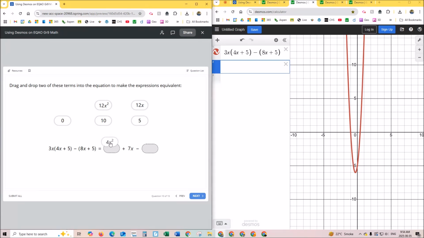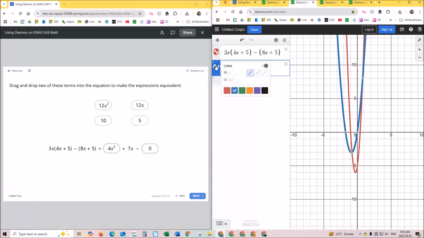So I've got an option of choosing a 4x squared, and let's put a 0. I'm just going to go and see if that works. 4x squared plus 7x is in there, and then minus 0. And I can see, just by choosing a different color, by the way, if you change colors, you click and hold. That's how you get that menu to be able to change. So I can see that that one doesn't line up, so this match doesn't work.